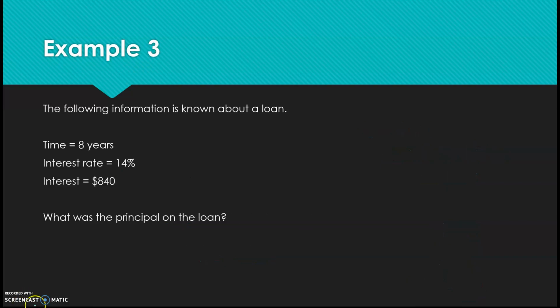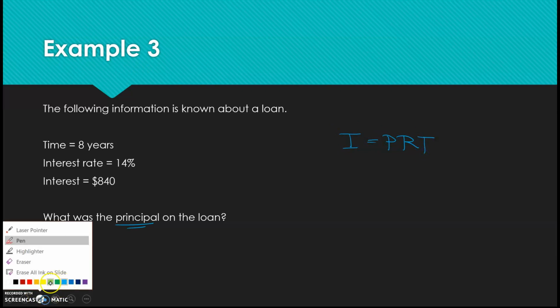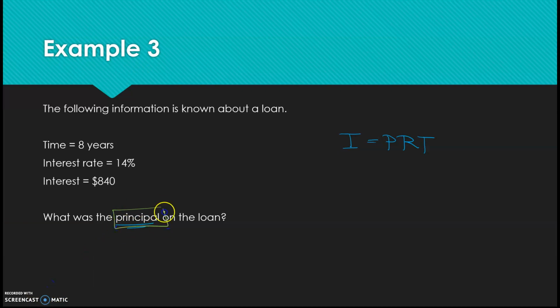Okay, so I know I'm going a little bit fast, but I want to make sure to get some good examples in. You can rewind and go back, okay? So this one says the information is known about the loan. We have the time is 8 years. The interest rate is 14%. The interest is $840. What is the principal? Okay, so this one's a little different. So we have interest equals principal times rate times time. So instead of figuring out our interest, it's asking for the principal. It's asking for this right here.